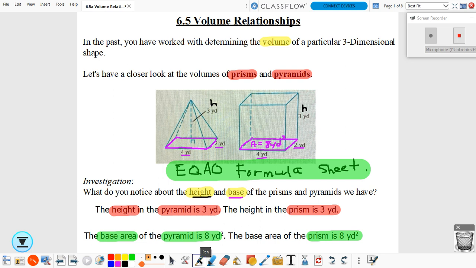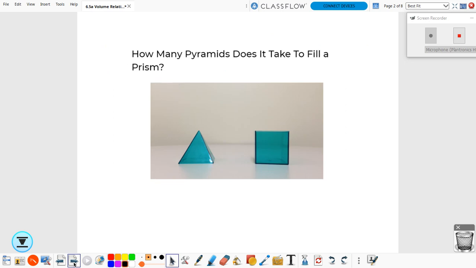I'm not talking about just imagining this. Imagine we can melt down the pyramid into some sort of liquid, and then we could just dump that into the prism. So imagine how many pyramids will fit inside of the prism? Maybe take a moment, think about it, talk about it. Maybe guess. In the past, some students said 5. Some students said 4. Some have said 1. But whatever it might be, take that guess with you, and we'll see what actually happens here. How many pyramids does it take to fill a prism? Now, they do have the same base area and height.